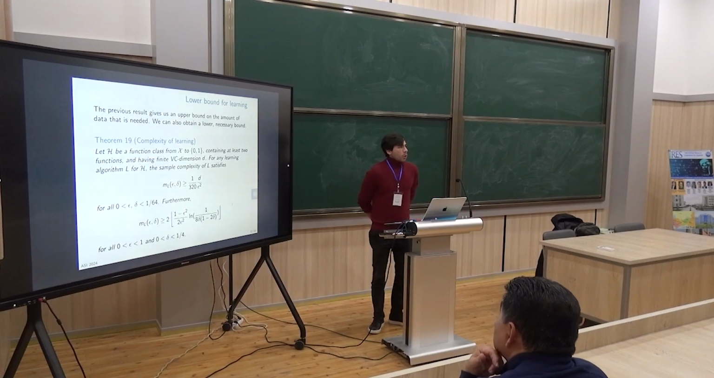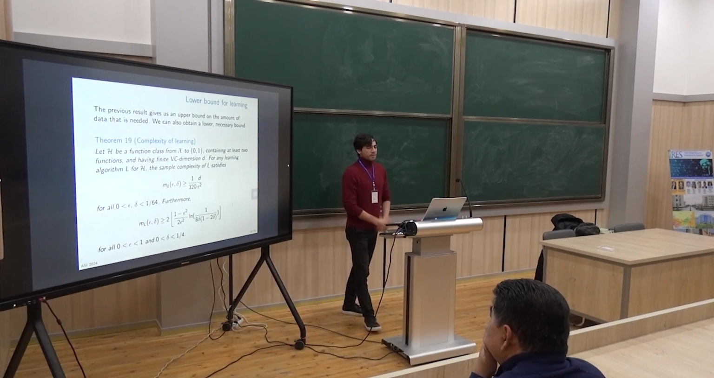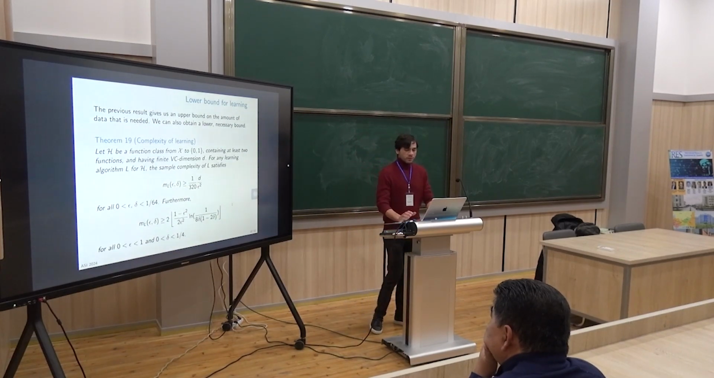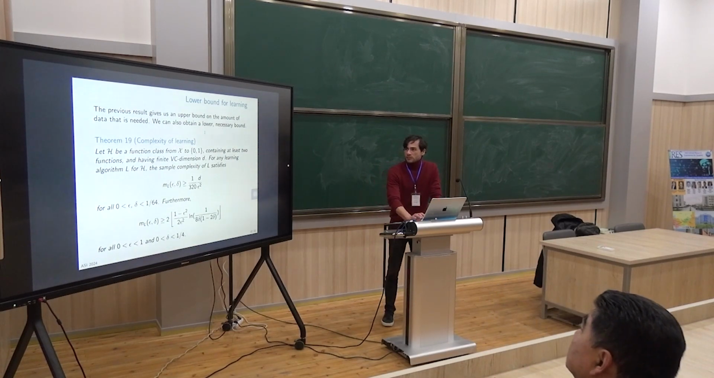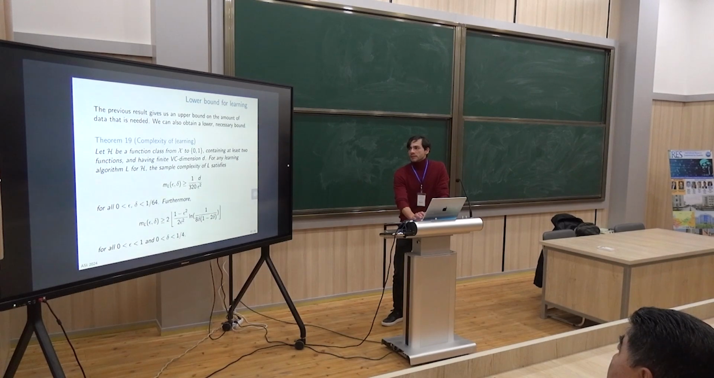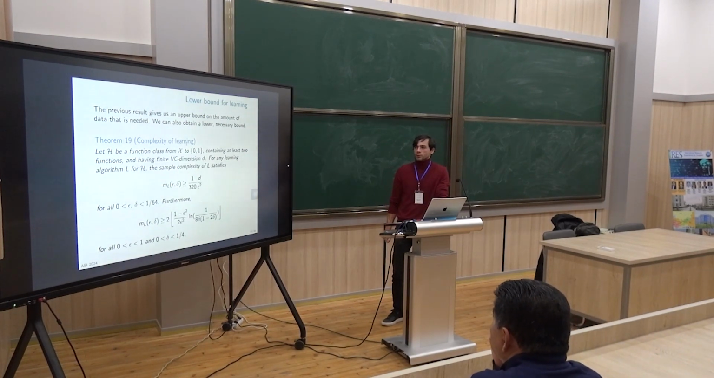Then I was talking about the lower bounds. So the question is whether it is necessary to have that many data in order to obtain these guarantees? And yes, indeed, one can obtain a necessary lower bound that tells us basically what is the complexity of learning, how much data do you have to have observed in order to be able to pick a hypothesis that is good.